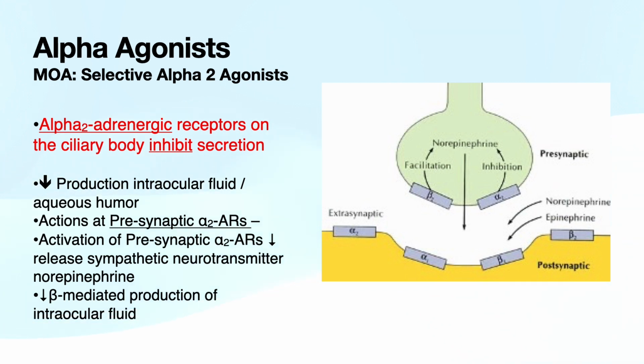First is the presynaptic alpha 2 receptors. Now let's look at that first. By activating the presynaptic alpha 2 adrenergic receptors, it will decrease the release of sympathetic nervous neurotransmitters such as norepinephrine. And by decreasing norepinephrine, you will decrease stimulations in the beta-mediated productions of intraocular fluid.